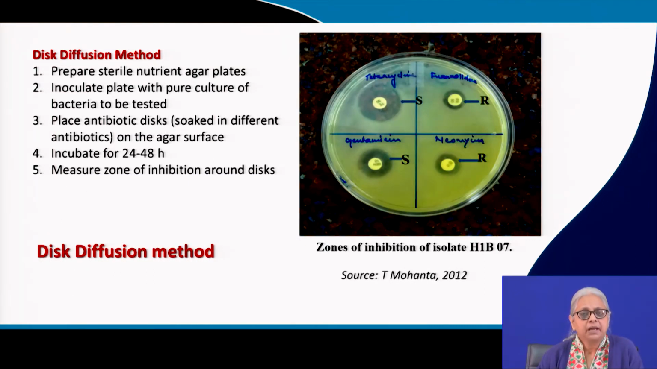So let's take a look at the disc diffusion method. In disc diffusion method, it's very simple. The nutrient agar Petri plates are prepared with the appropriate nutrient agar or media, and they are inoculated with pure cultures of the bacteria that need to be tested. Now on each of these plates there will be 4 antibiotic discs that are soaked in different antibiotics with a prescribed concentration.